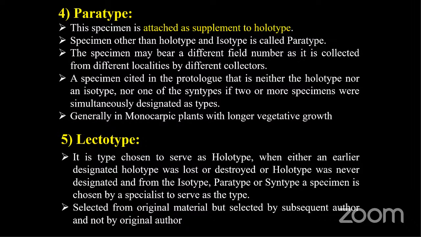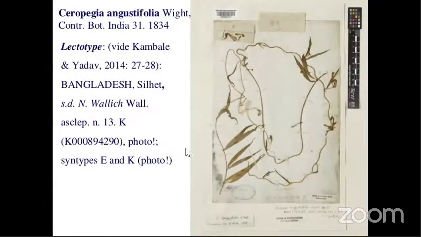So lectotype is nothing but, when the holotype is lost, the nomenclature type chosen by another or subsequent author from the original author's collection. It is commonly called a lectotype. So for example, this Ceropegia angustifolia is a lectotype given by Kamble and Addo. Actually, this name was first given by Wight, but the original holotype was lost, so Addo sir and Kamble have given this lectotype here.